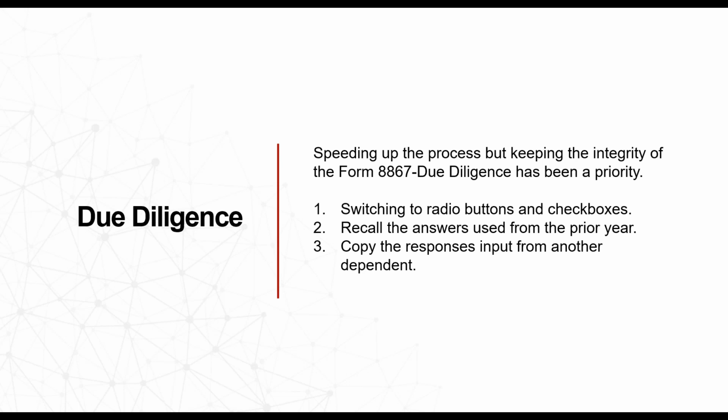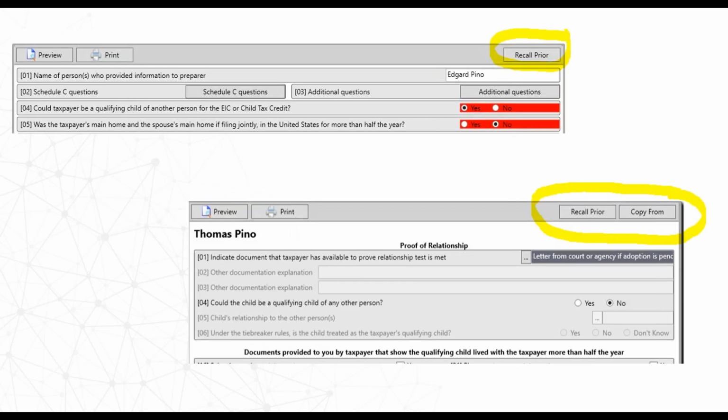We've also added two kind of important tools. And it's up to you how you want to run your office as far as the level that you feel is correct for completing the 8867 information. But the first option is to recall answers that were used in the prior year. And the next option is to copy that information from a previous child.